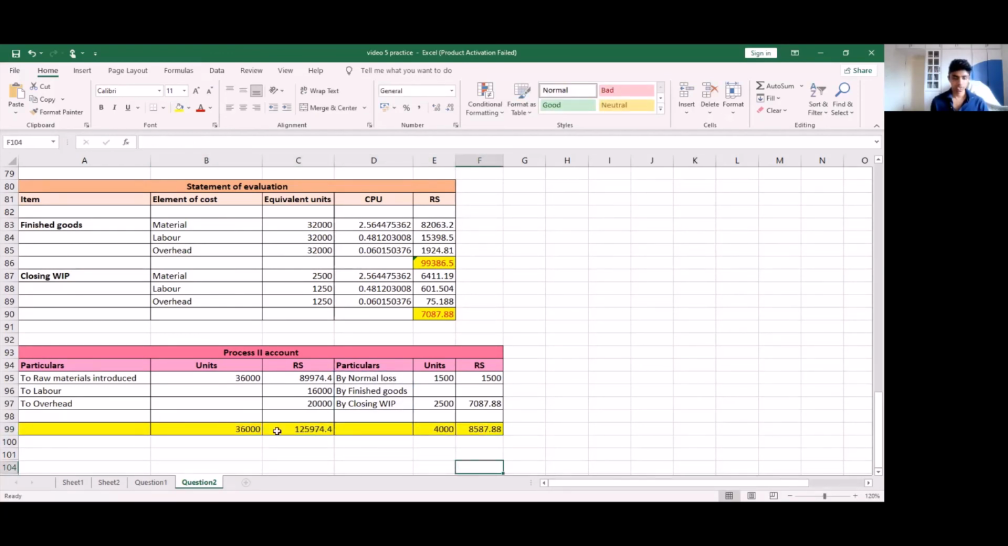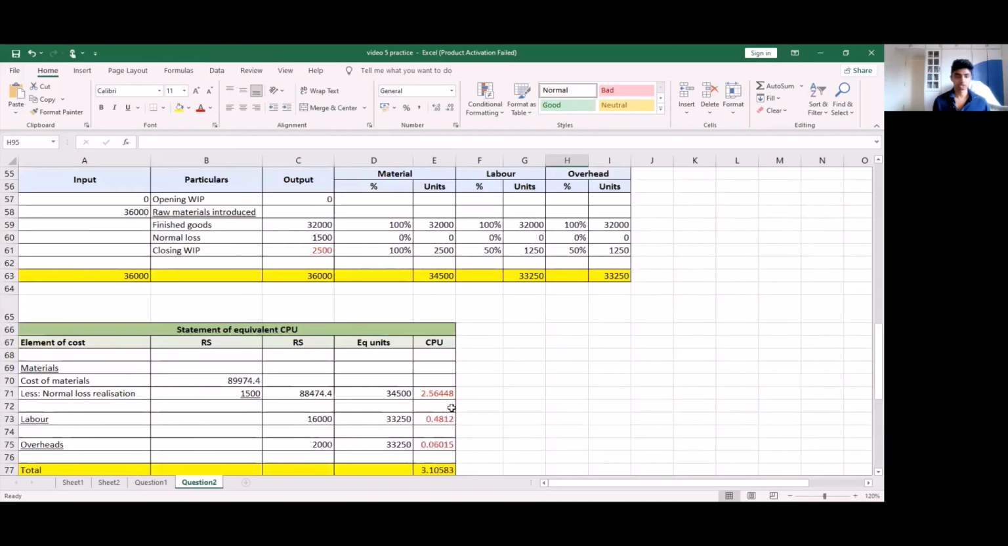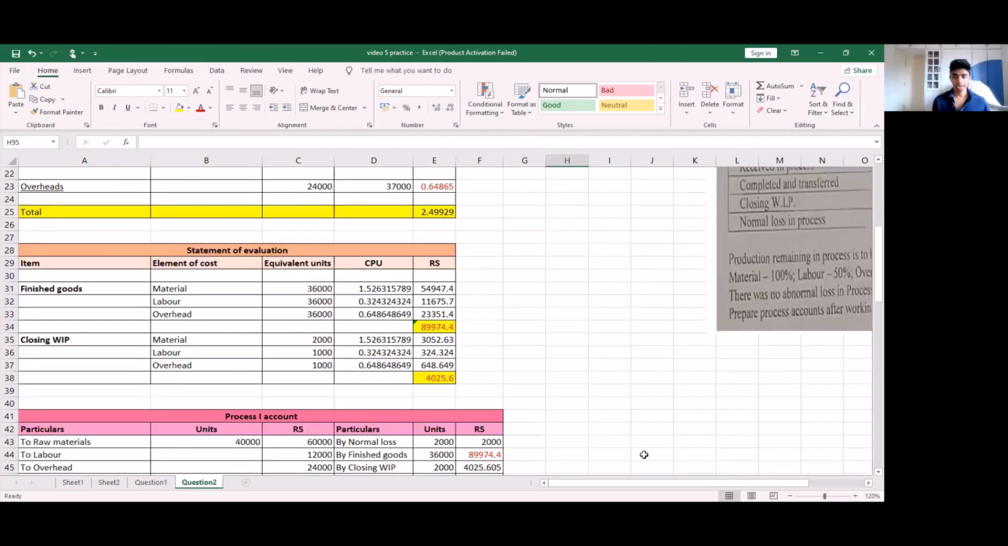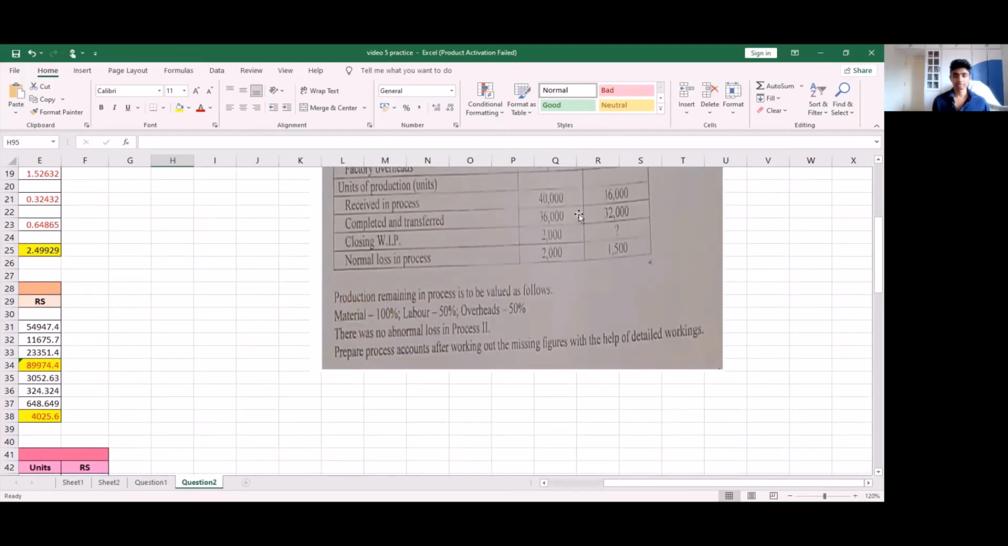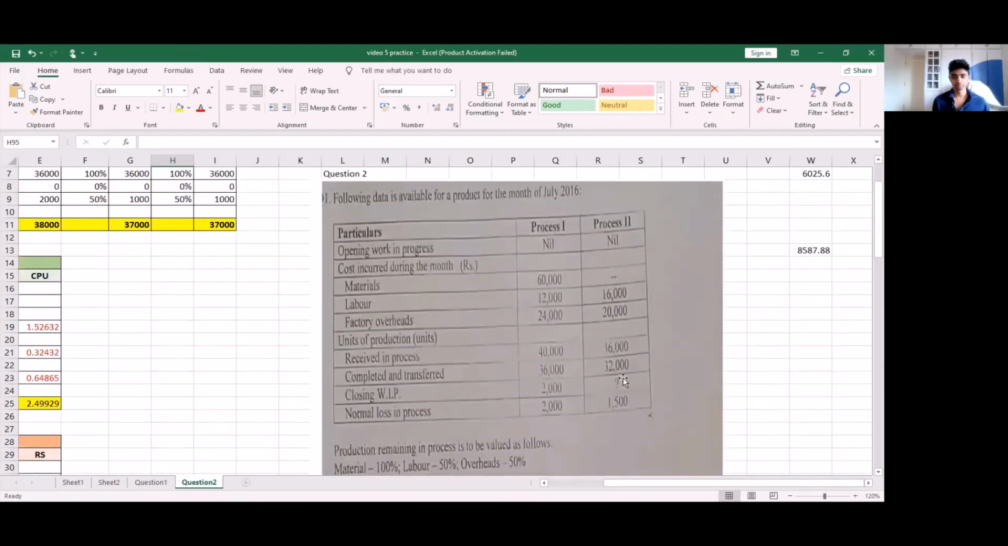So we notice that the units on the debit side is 36,000 and on the credit side it is 4,000. So which means there is a difference of 32,000, which will be our finished goods. This 32,000 is the same 32,000 that we have here as finished goods in our statement of equivalent production, and is also the same 32,000 that was given to us in the question as completed and transferred in process 2.